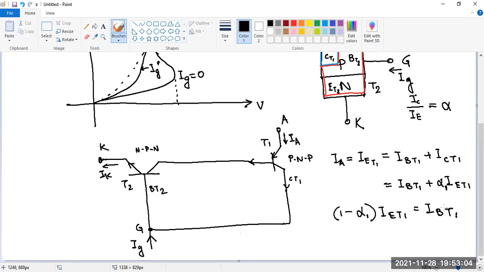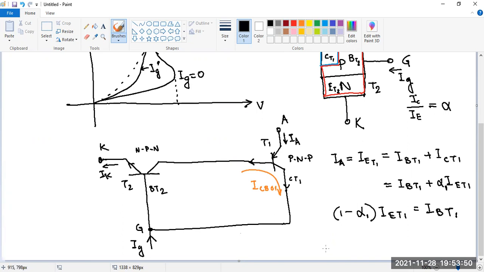Correct? But one thing here we haven't considered, that is the reverse saturation current that may flow from base to collector. From base to collector, one reverse saturation current can flow, and that we have to consider here. That is the direction of flow of the reverse saturation current, which is called ICBO. This is due to thermally generated carriers, which depends on the temperature.